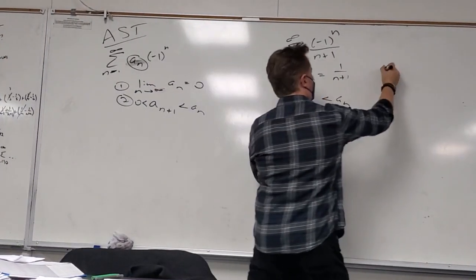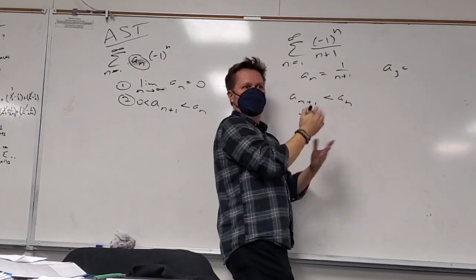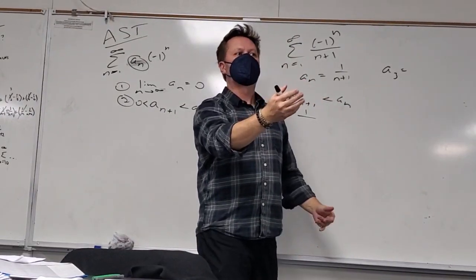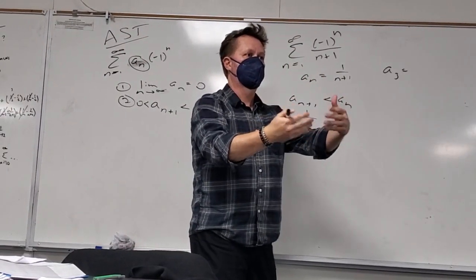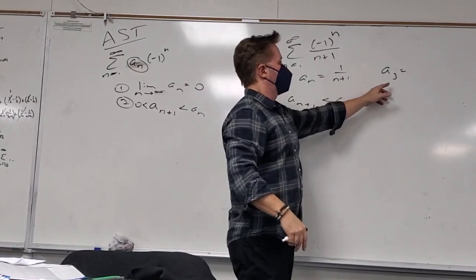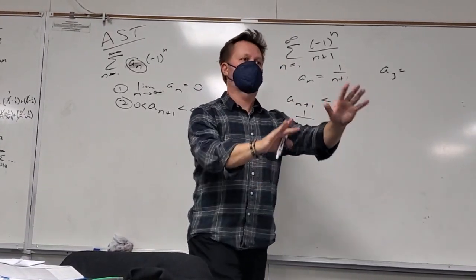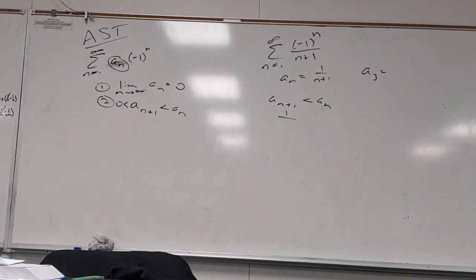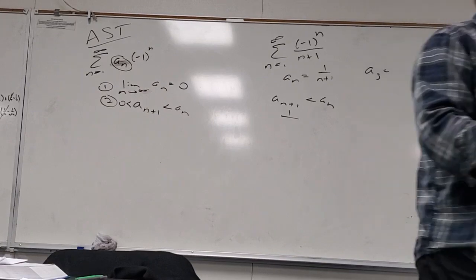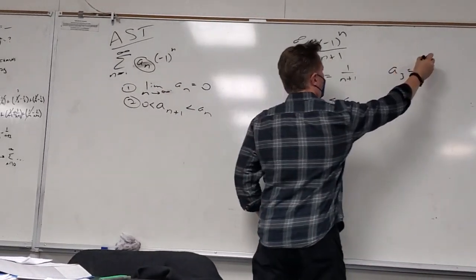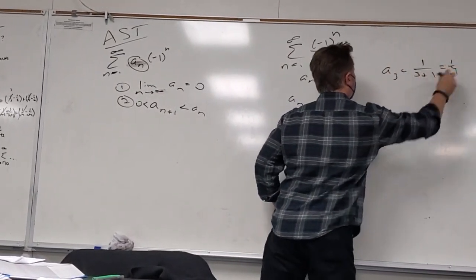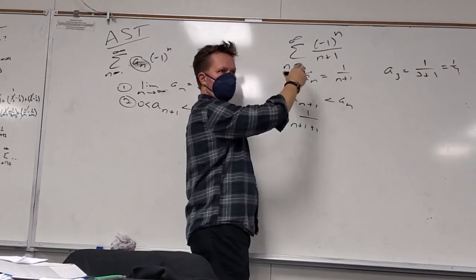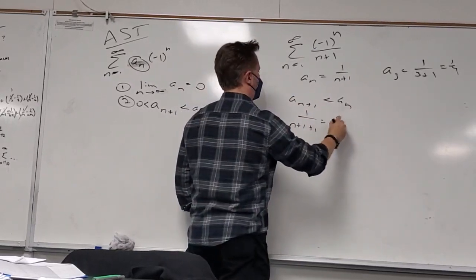What is a_3? How'd you do that? You just put a 3 in there, right? You're all looking like, dude, it's 1 over 4. A_3 says n is 3, so you just put a 3 in. So a_3 is 1 over 3 plus 1, which is 1 over 4. So what is a sub n plus 1? 1 over n plus 1 plus 1, which is 1 over n plus 2.